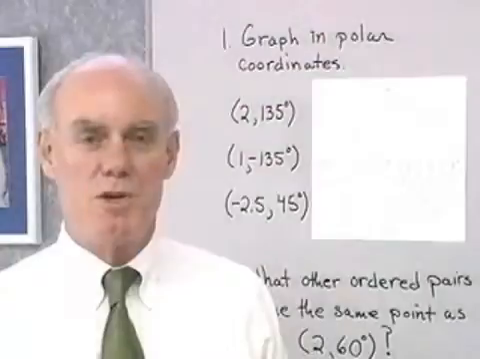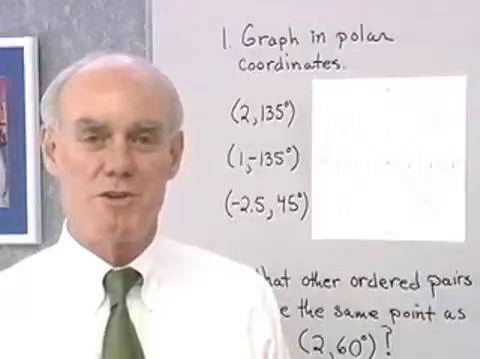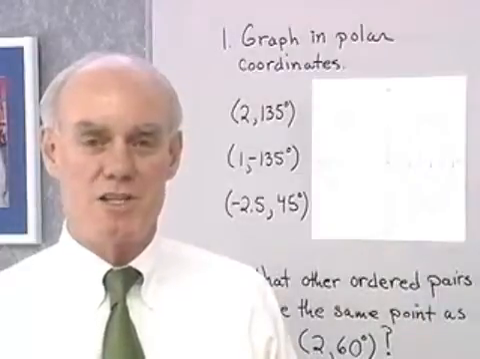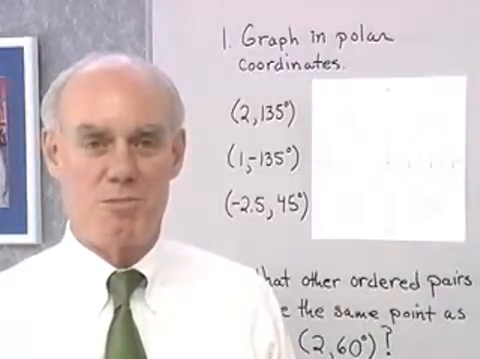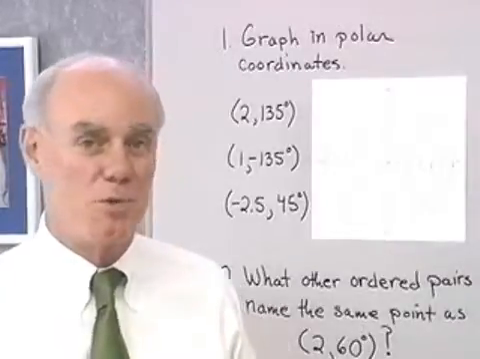A second way to name points in the coordinate plane is with polar coordinates. Polar coordinates are a little different than rectangular coordinates, and in this section we want to look at how we convert back and forth between them. But first of all, let's take a look at how we graph some ordered pairs in polar coordinates.